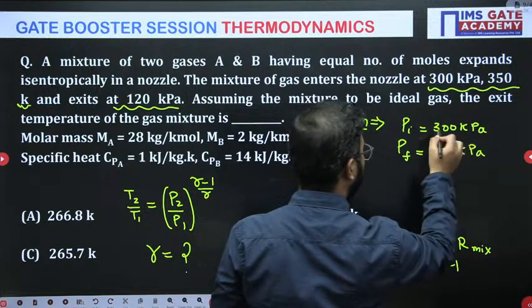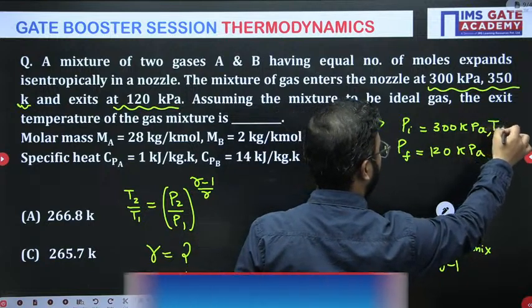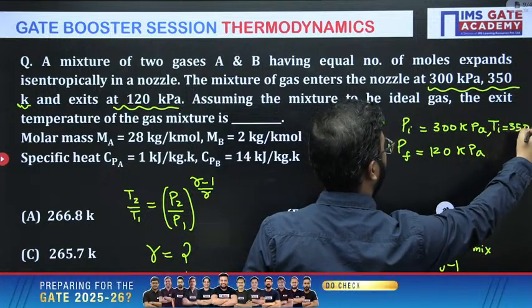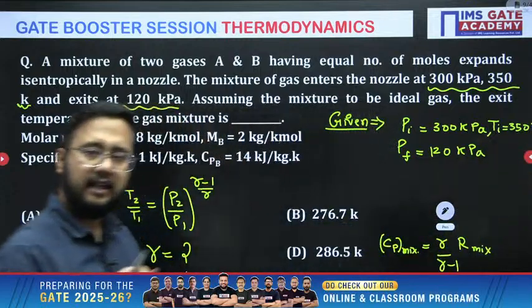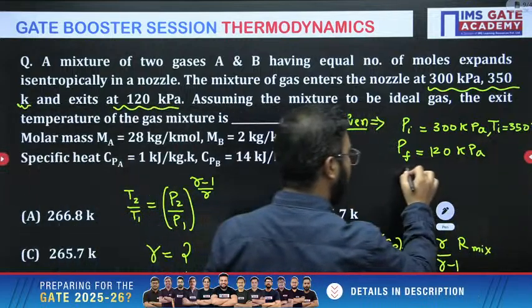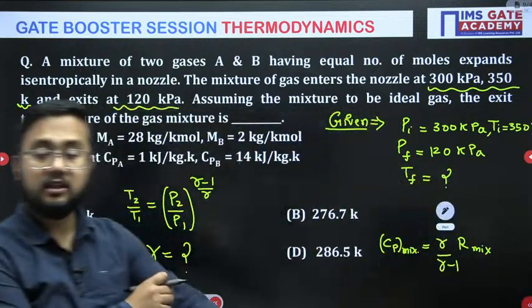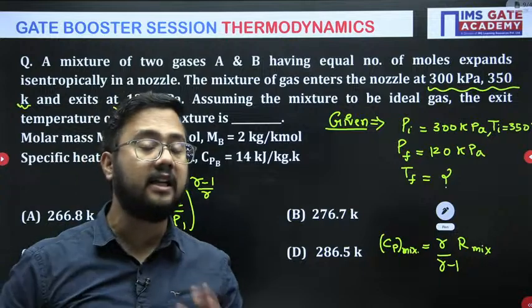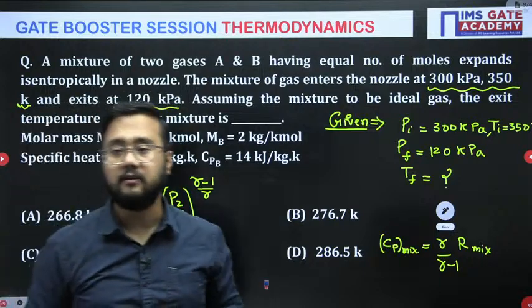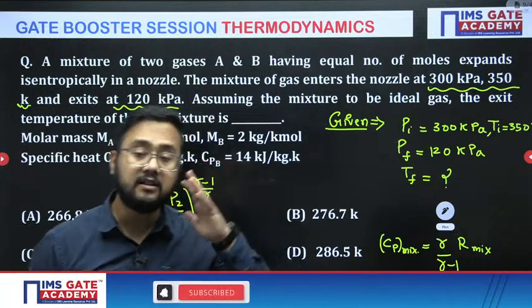And T initial is 350 Kelvin. And T final they are asking. So like that you will never make mistakes here if you put all the data initially itself, while solving the question. So writing the given data is very important. Otherwise there will be chances of mistakes.